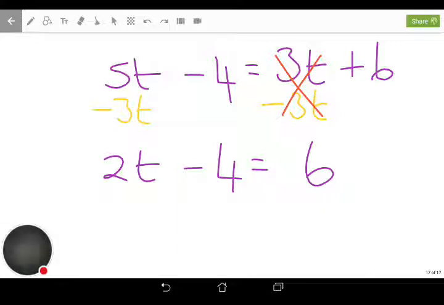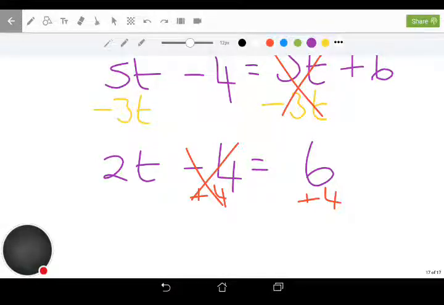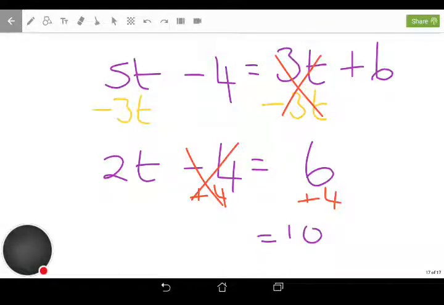So now we're going to look at the number. We've got minus 4, and we need to get the numbers all on one side, which is the right hand side for this question. The opposite of minus 4 is plus 4, and we're going to do that on both sides to keep it balanced. Minus 4 plus 4 cancels out, so we have nothing there. And 6 plus 4 gives us 10. So we've got 2t equals 10.